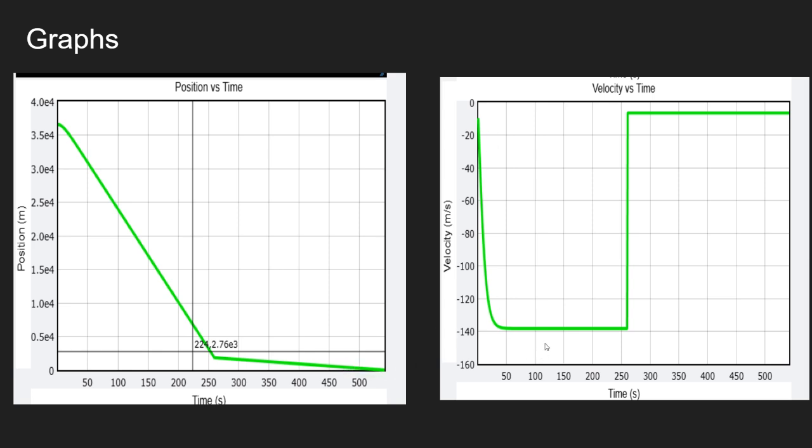And right here is the velocity, which is interesting. He peaks at around negative 140 meters per second. Right here, he deploys the parachute and immediately slows down all the way until he hits the ground. However, in the actual jump, it was found that his top speed, I was off by a bit, was 382 meters per second before he deploys the parachute.